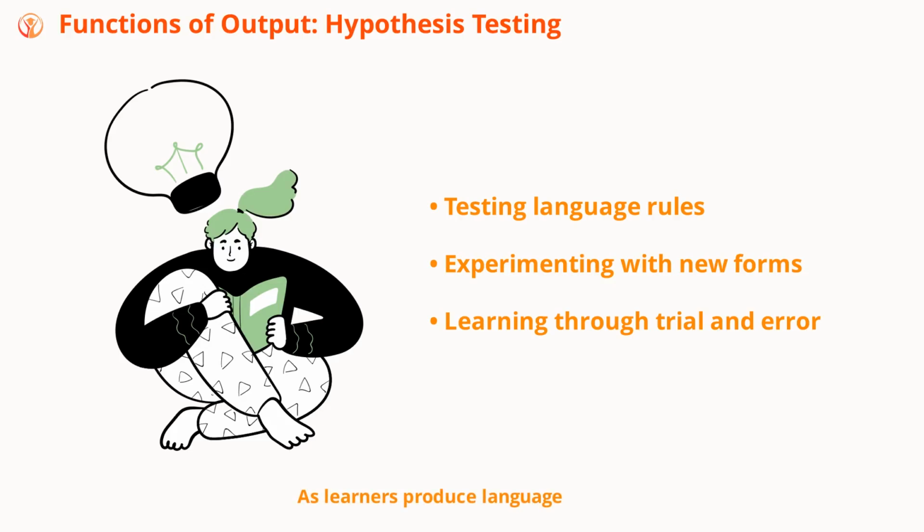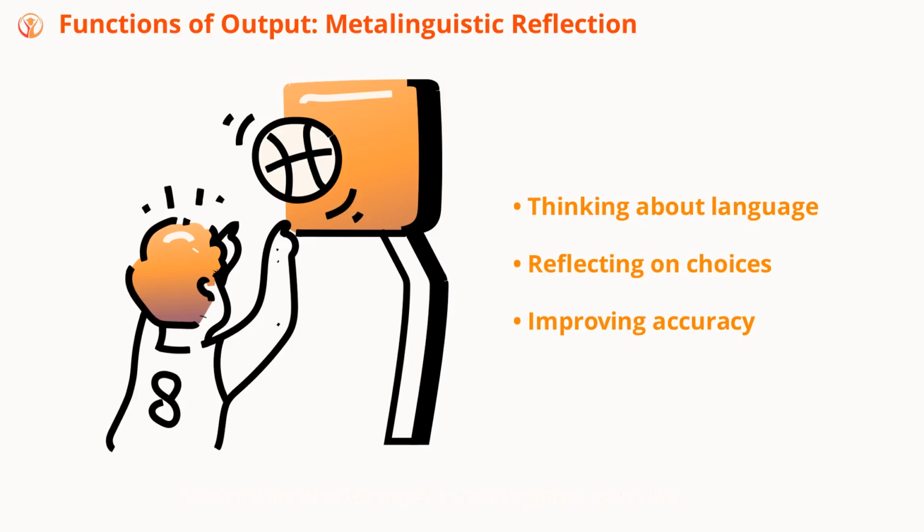Another key function of output is hypothesis testing. As learners produce language, they test their assumptions about grammar and vocabulary. For instance, a student might try using a new verb tense in conversation to see if it sounds correct or is understood by others. This trial and error process helps solidify language rules and encourages learners to experiment with new forms in real-life situations.